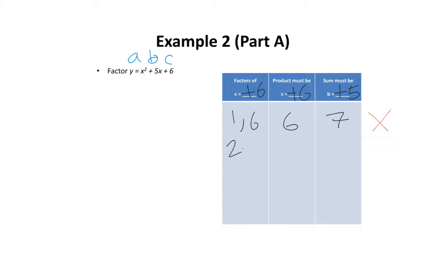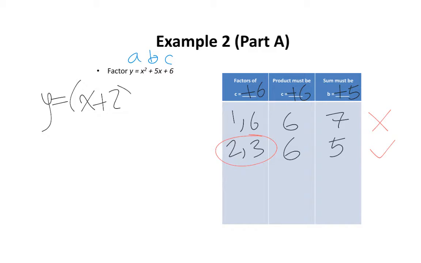Let's try 2 and 3. 2 times 3 is 6, and 2 plus 3 is 5. Therefore, that looks to be correct. So our factors are 2 and 3. Let's factor our parabola now. So that would be x plus 2 multiplied by x plus 3.